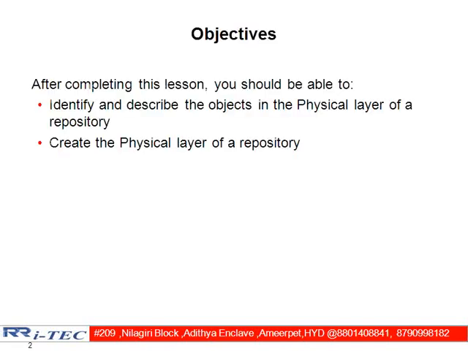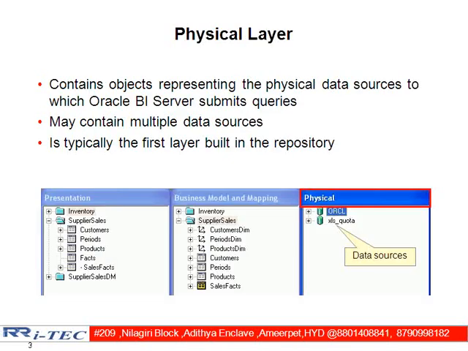See here. Objective. After completing this lesson, you should be able to identify and describe the objects in the physical layer of a repository, and create the physical layer of a repository. Next, physical layer. What is the physical layer, sir? These are the data sources. Multiple data sources may be available. One is ORCL. That is what, sir? Oracle database. XLS quota. That is what, sir? MS Excel database. Now, what does physical layer mean? It contains objects representing the physical data sources to which the Oracle BI server submits queries.